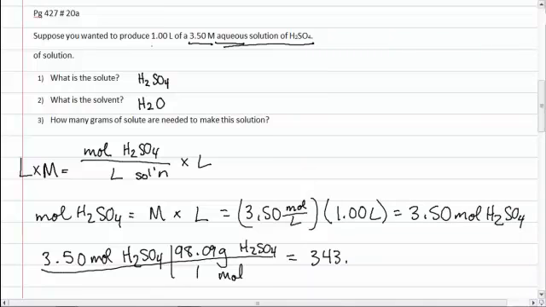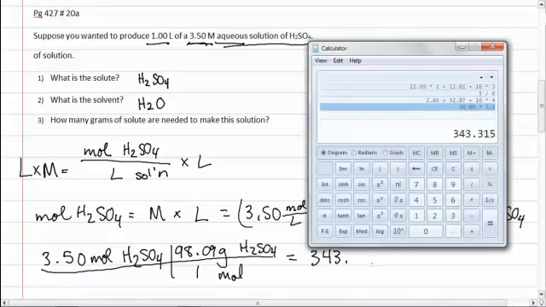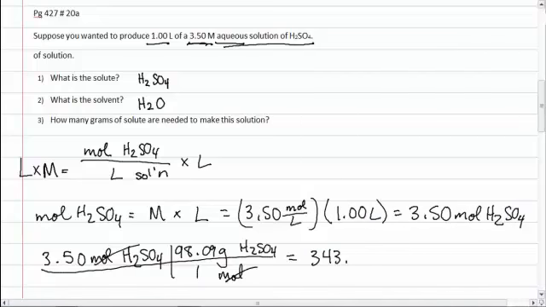When we look up top here, we only have 3 significant figures for both of our given values, so we stop at 3 significant figures for our answer. So the 315 gets dropped off here. Moles cancel, and I'm left with grams of H2SO4. And that's our answer for that problem.